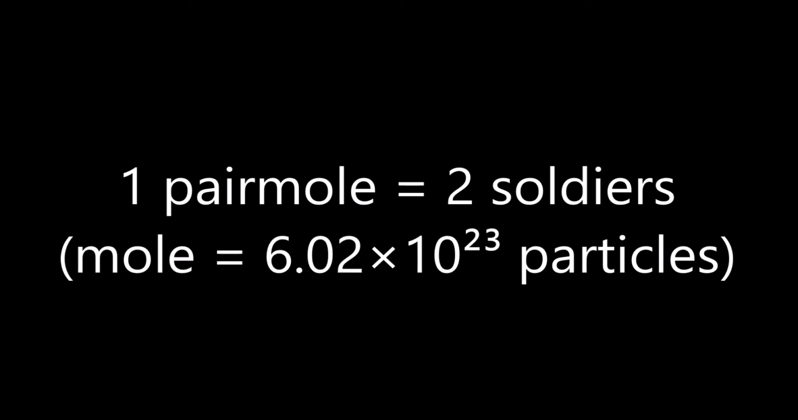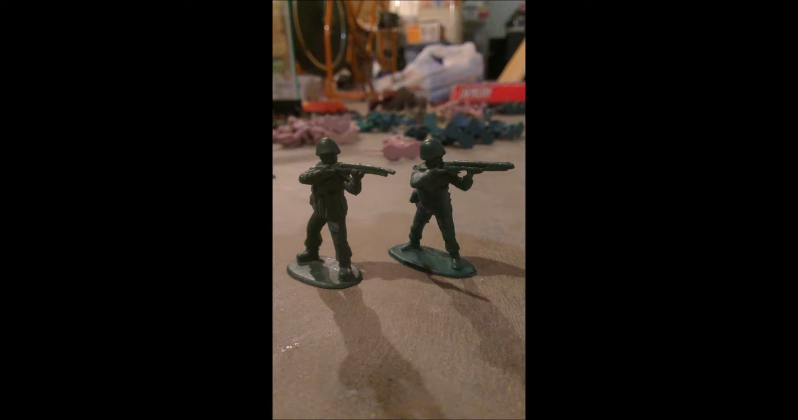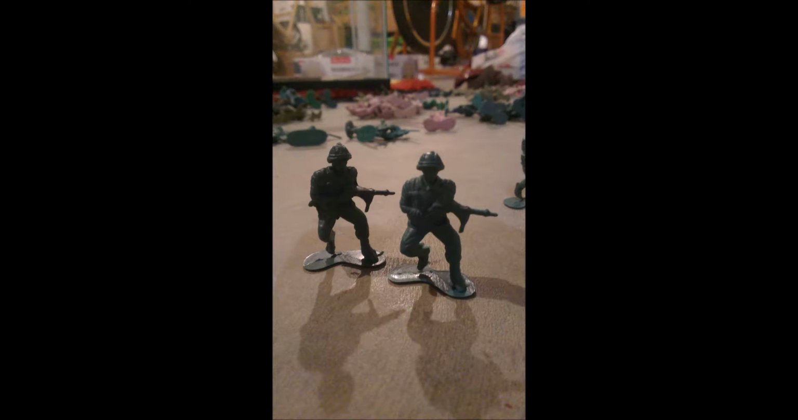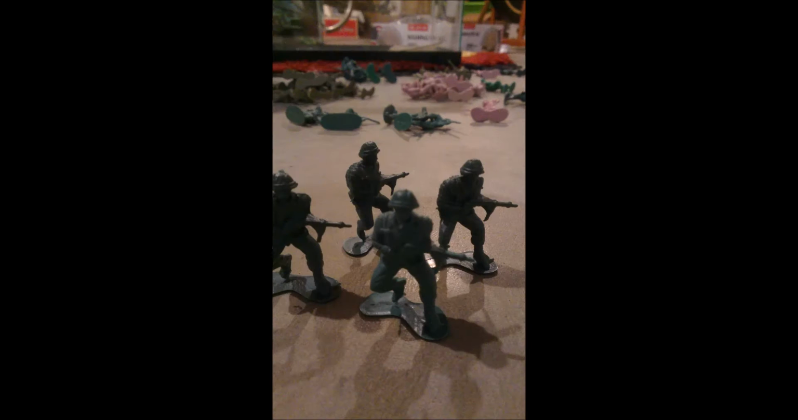To make things easier, I use my toy soldiers for analogy. I put 1 pair mole equals 2 soldiers, which means 2 soldiers form 1 pair mole. These are some examples of a pair mole. You can see that 2 soldiers are in 1 pair mole. If I have 2 pair mole, I will get 4 soldiers. If I have 6 soldiers, I will get 3 pair mole. If I got 3 soldiers, then it will be 1.5 pair mole. This part is pretty easy.